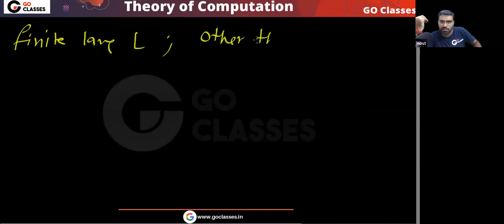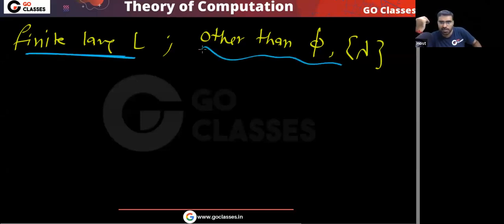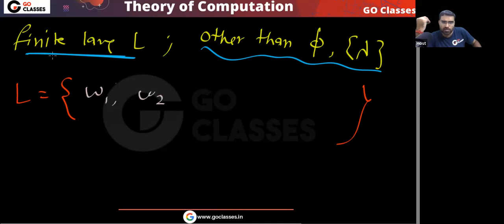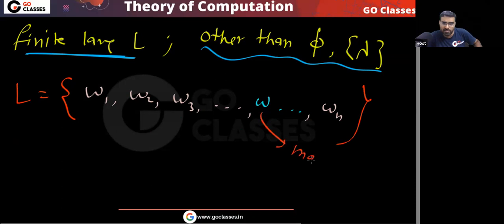You have a finite language L, other than phi and the empty-string language. In this language, definitely what will happen? You have a finite number of strings, W1, W2, ..., Wn. These are the strings. But the point is, there is some string, let's assume this is your maximum length string.